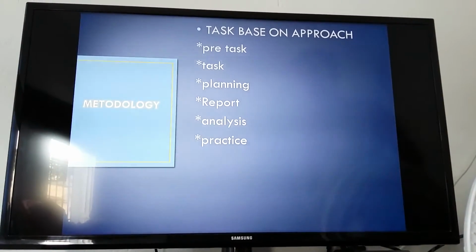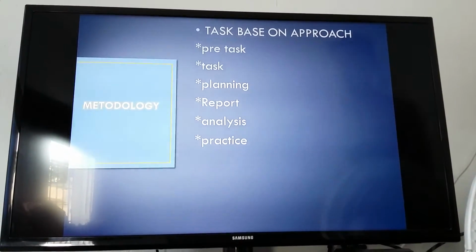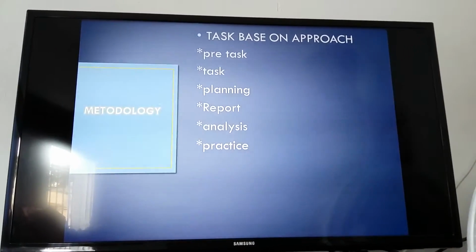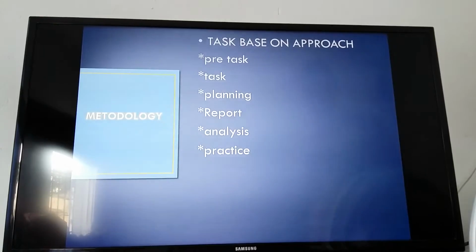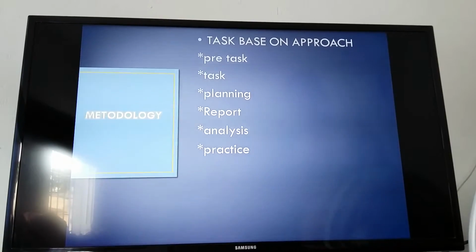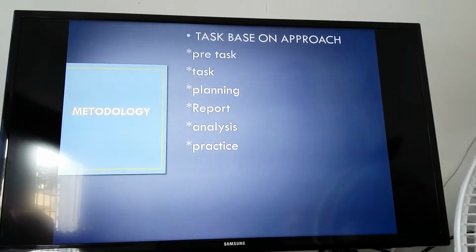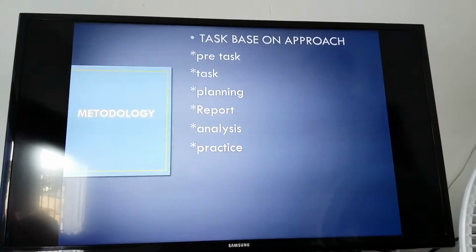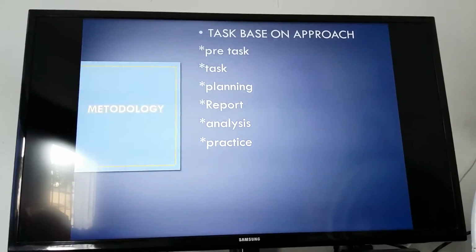The methodology means the tasks that we are going to develop during the course. These are based on a task-based approach. That means that they have many stages: pre-task, task, planning, report, analysis, and practice. In the first stage, pre-task, the teacher introduces the topic and gives the students a clear instruction of what they will be doing during the class. In the second stage, task, students complete the task maybe in pairs or individually, whatever the teacher says before in the pre-task.